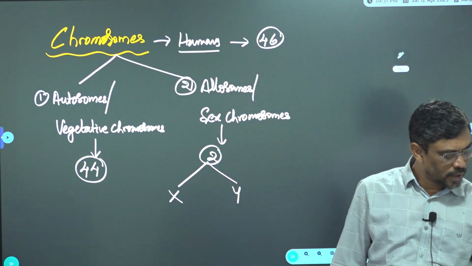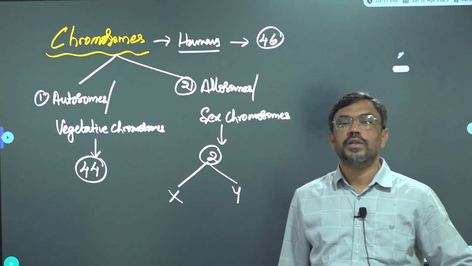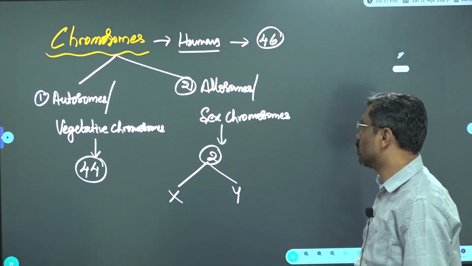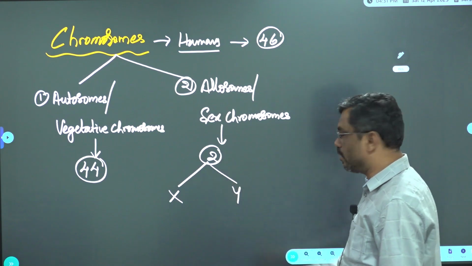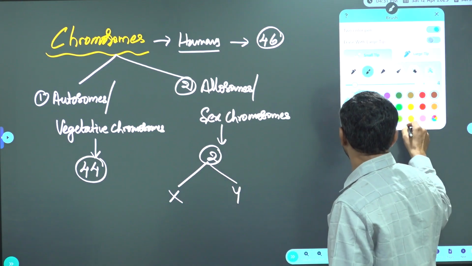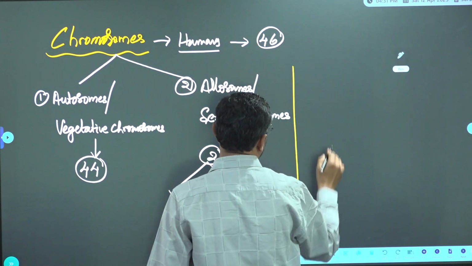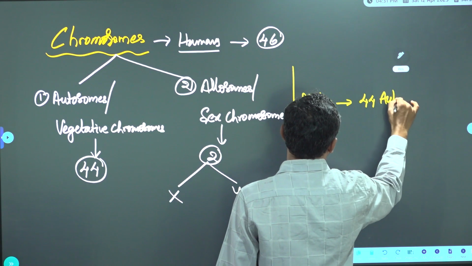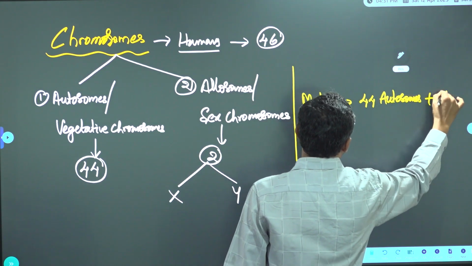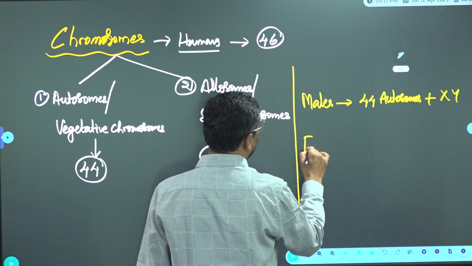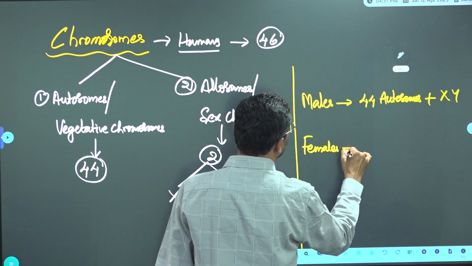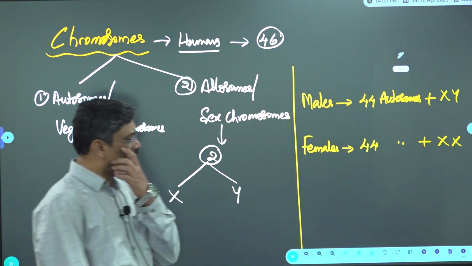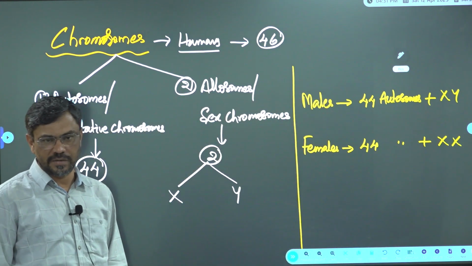So, chromosomes are broadly divided into two types. They are autosomes, which means vegetative chromosomes, and allosomes, which means sex chromosomes. Autosomes are 44 in number. Sex chromosomes are 2 in number, X and Y. If you consider humans, the distribution of chromosomes is as follows. Males have 44 autosomes plus XY allosomes, whereas females have 44 autosomes plus XX allosomes. This is the distribution of chromosomes in males and females.